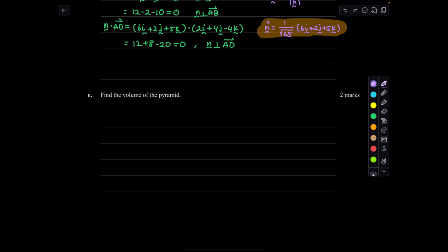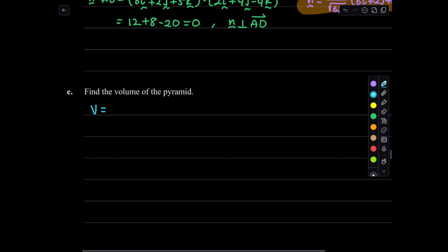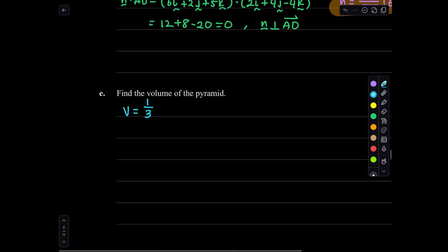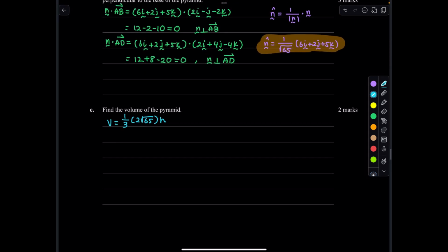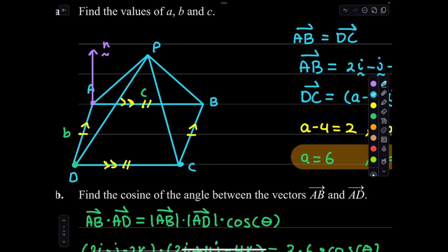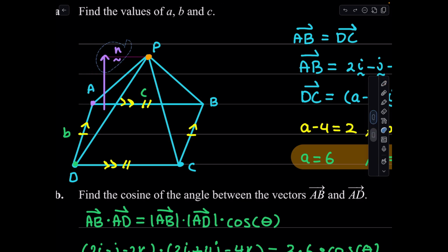Find the volume of the pyramid. So looking at your formula sheet, how do you find the volume of a pyramid? Volume is 1/3 area times height, where area is the area of the base. We just got that from the other question, 2 root 65. But of course, we need the height of that pyramid, from P to the base over here. How do we get that? Well, let's think about it. You know how we have this directional vector, yeah?